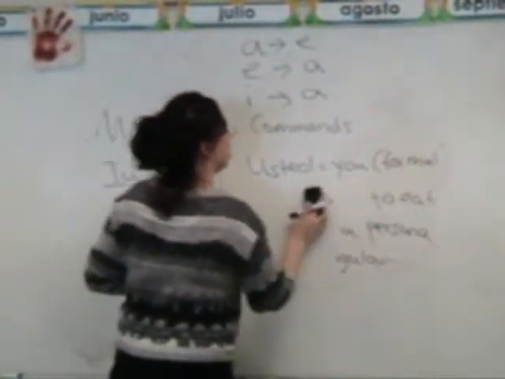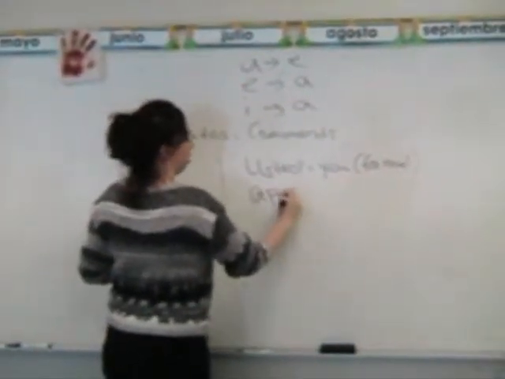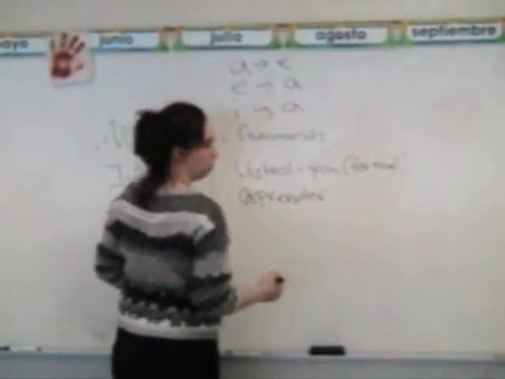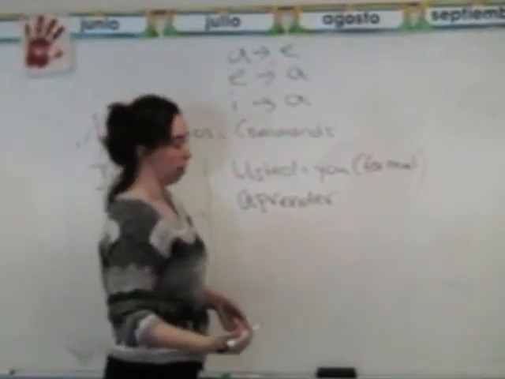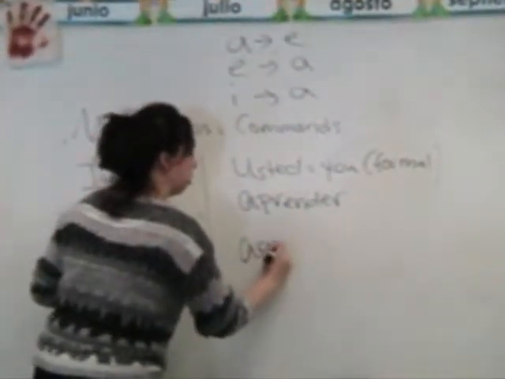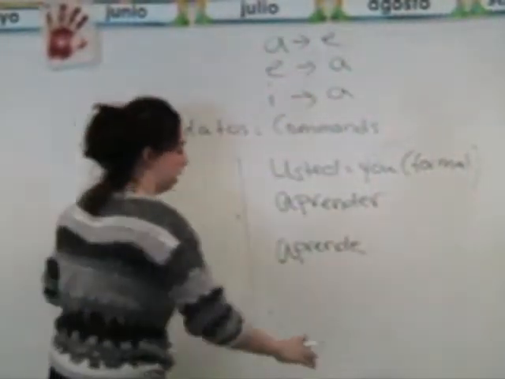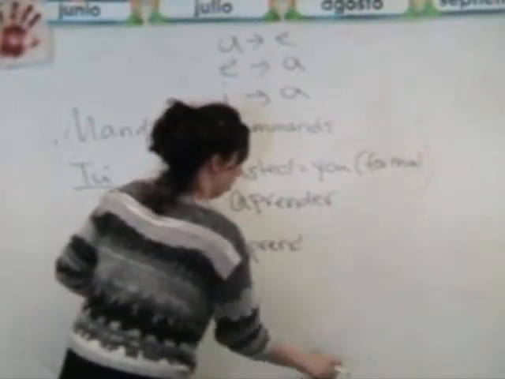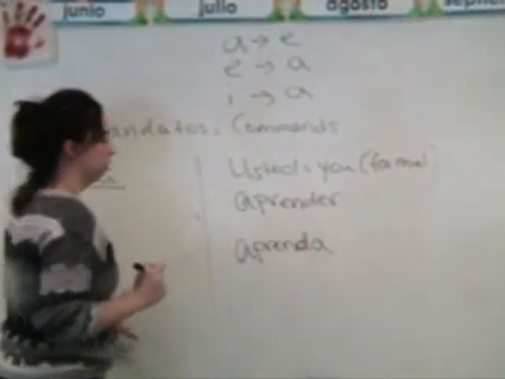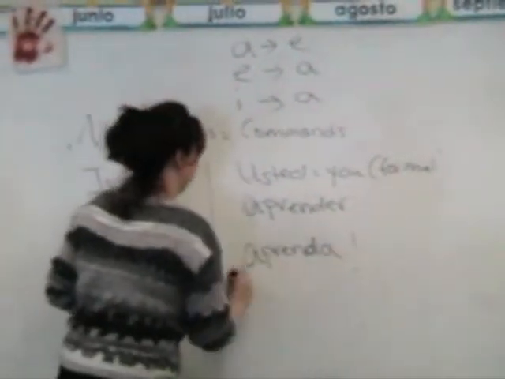Okay, great. Now what we're going to do is take the same verb, aprender, and tell someone to learn Spanish, but in a formal, respectful way. So we're going to go to the third person singular. We're going to add our opposite ending, so we're going to add an A again instead of the E. And it's going to be aprenda, learn.